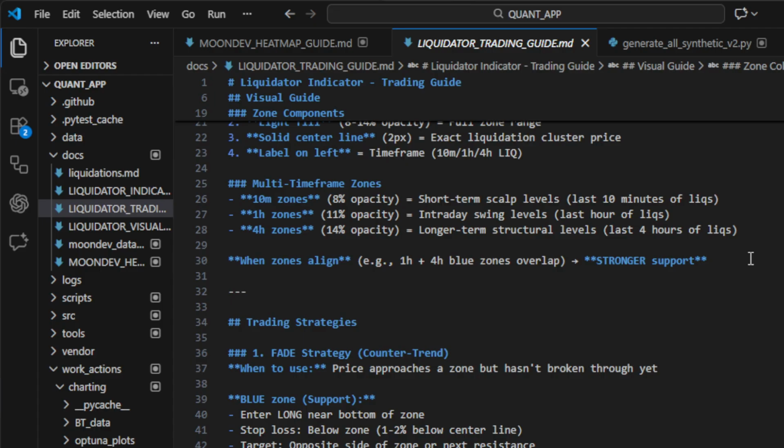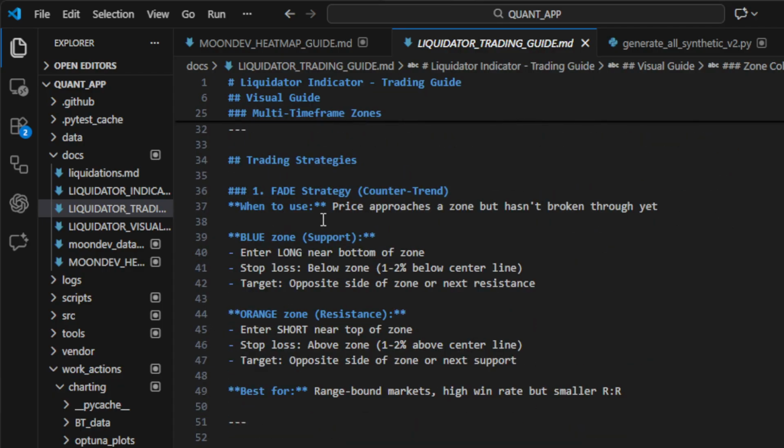The zones are all combined. It's actually a calculation of the 10 minute, the 1 hour, and the 4 hour zones. All that data is collected. There is a mean calculation about it, and that's how I get my lines. When zones are aligned, stronger support. Zone overlapping.